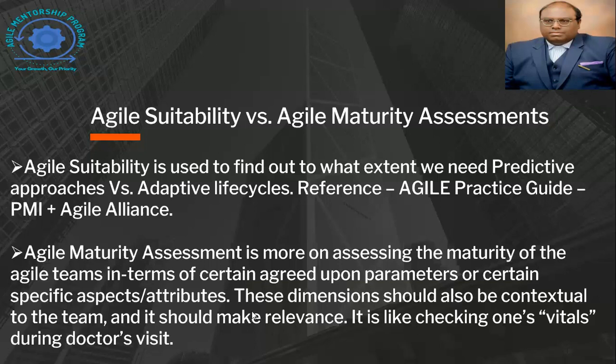So here, agile suitability, as the name indicates, talks about to what extent we can go by predictive models like waterfall versus to what extent we can go by adaptive life cycle approaches like agile, right? The reference has been taken from the Agile Practice Guide, which is a combination of the effort done by the PMI plus the Agile Alliance. Now, Agile Maturity Assessment is more about assessing the maturity of the Agile teams based upon certain agreed upon parameters, right?